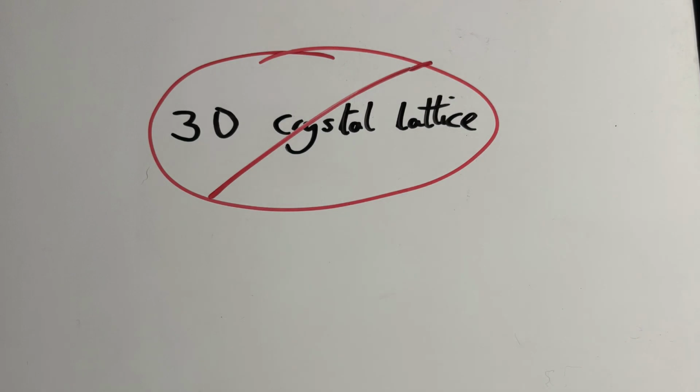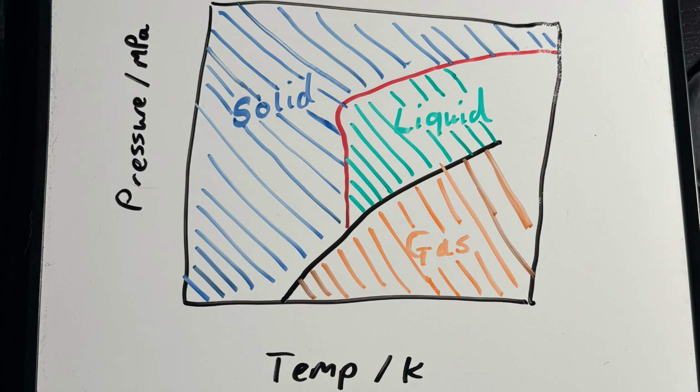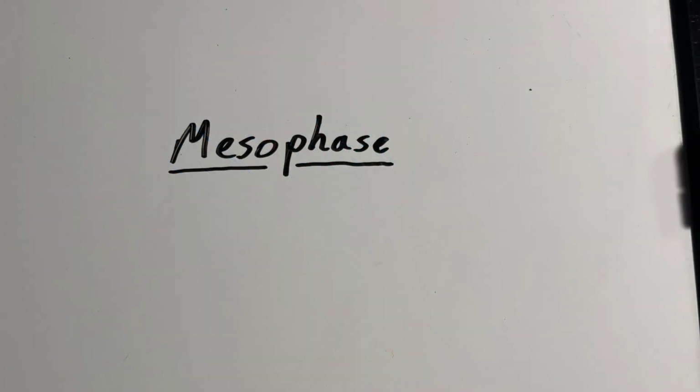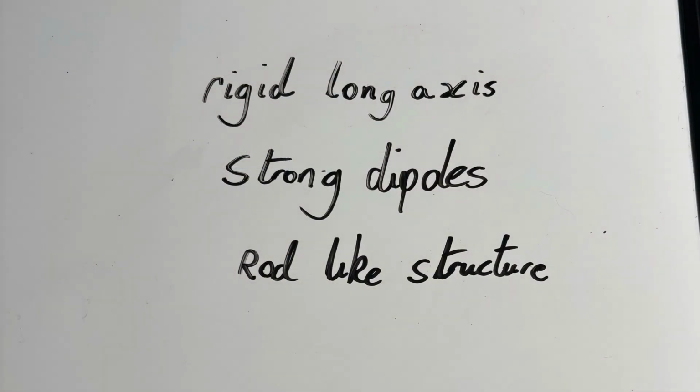Also, in order to be a liquid crystal, it cannot have a 3D crystal lattice. So now the requirements are over, let's look at how they actually work. So in a phase diagram, liquid crystals would occupy that red line there, which is between solid and liquid, obviously. So we use the term mesophase because it sits between the 2 phases. These aren't requirements, but some common characteristics of liquid crystals include a rigid long axis, strong dipoles, and a rod-like structure, and we'll see why these are important later.